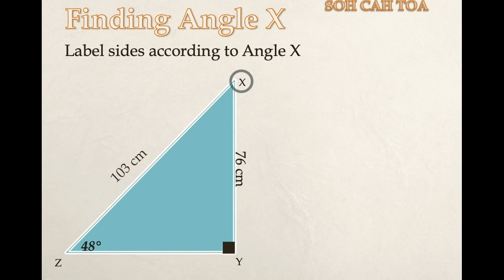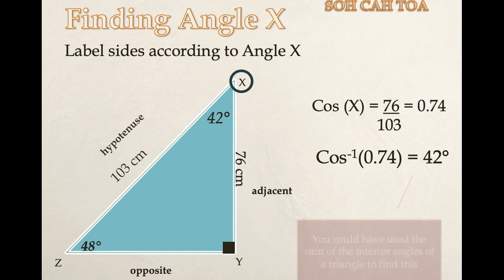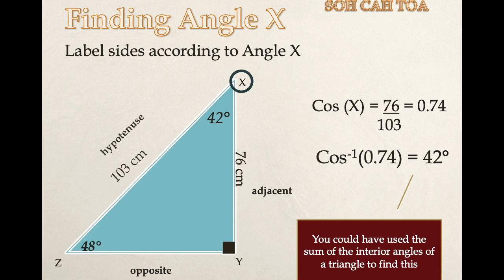Since I know that, I'm going to find angle x, which, yes, you could do 180 minus 90 minus the 48 to get x, but I'm going to use trig ratios. And in this case, if I focus on x, my labeling changes and I'm actually given the adjacent and the hypotenuse. So I'm going to do 76 over 103 for cosine, and I'm going to get that the cosine of x is 0.74, but the arccos is 42 degrees. So that's what I get for x using the cosine trig ratio. But again, you could have used the sum of the interior angles of the triangle to find it.